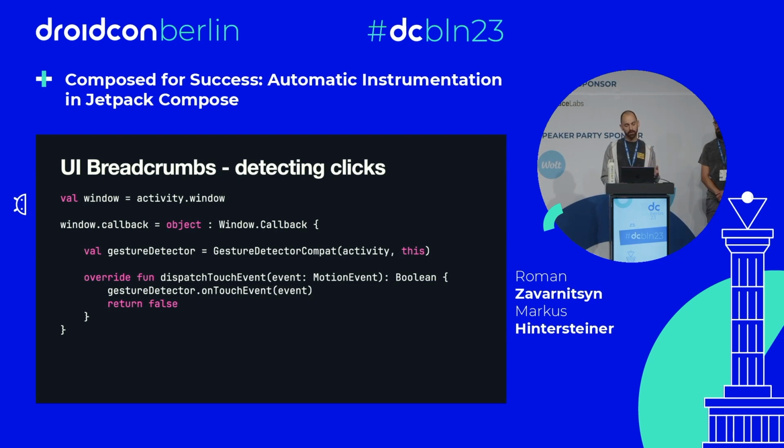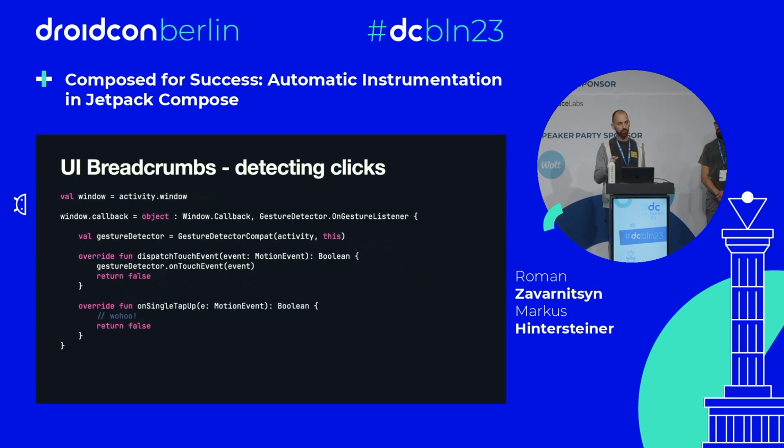So we feed all the touch events to our gesture listener, and as a last step, we override the OnGestureListener, and now we have this nice onSingleTapUp callback, and we get every click event, which is great. To make this work also for multi-activity apps, you would simply use the existing activity lifecycle callbacks. So you could hook into every activity, set your callback, and detect all those clicks.